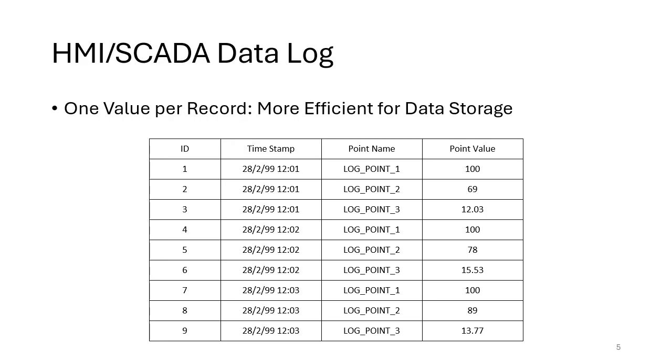So here's an example of what a HMI SCADA data log might look like. In this case, we have one value per record, which is generally more efficient for point or data storage compared to recording multiple values per record. But it depends on how you log it.